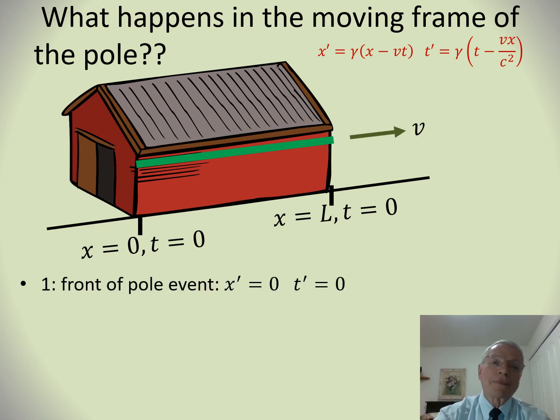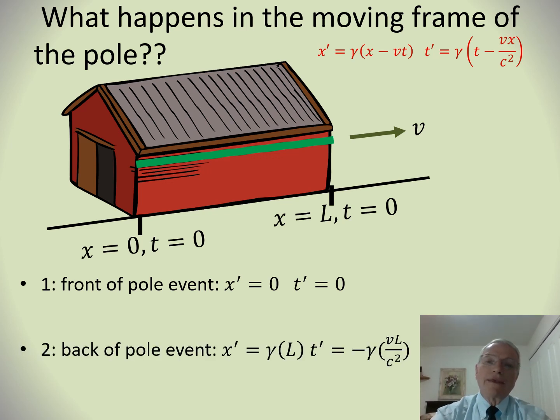So here's event one. That's left edge of the pole is at the left edge of the barn. Well, x and t are 0 there, so if you put those into the Lorentz transformation equation, you get x prime equals 0 and t prime equals 0. All right, that looks pretty natural. The back of the pole event, this is the right edge lining up with the right edge of the barn event. If you use the Lorentz transformation equations on that, you find that the x prime, where that occurs, is gamma L, and the time at which it occurs is minus gamma VL over c squared. That's a negative time.